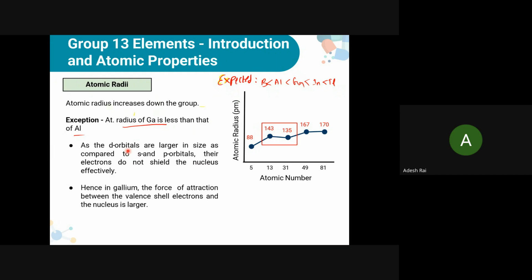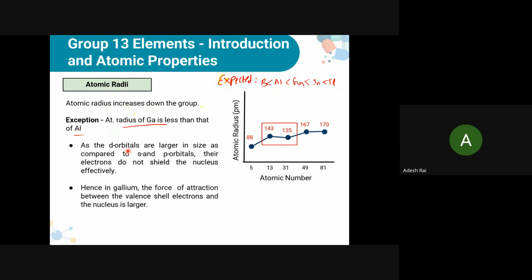Is that clear? So hence in gallium, the force of attraction between the valence shell electrons and the nucleus is larger. Why is it larger? Because before gallium, we have d block elements with d orbitals. The electrons in d orbitals are poor shielders. They are not able to shield the outermost electron properly. As a result, the nuclear charge reaches the outermost electron effectively, resulting in shrinking of the size. So you have to remember this exception: we were expecting this trend, but actually boron is less, then aluminum will be more.